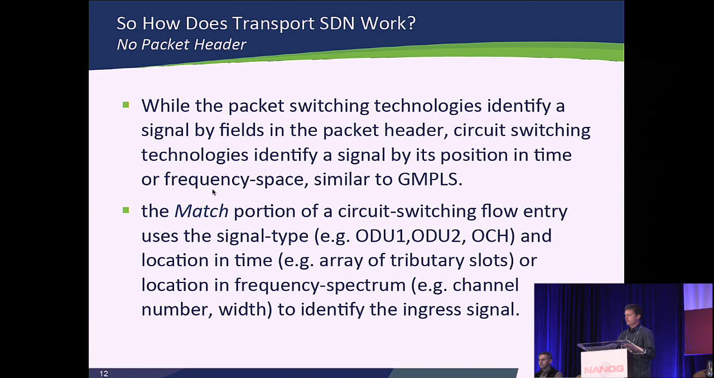So how does Transport SDN work? Obviously, there's a fundamental difference between L2 and optical, pure optical and OTN. With packet, you've got a header. You can examine it, match it, do wildcard compares against it. But for a circuit switch signal, you need to do something different. So for OTN and electrical-based signals, it's done through signal type, an ODU1, an ODU2, what have you, or if it's a tributary, its location and time. And for wavelengths, we use its frequency or the channel within the grid.